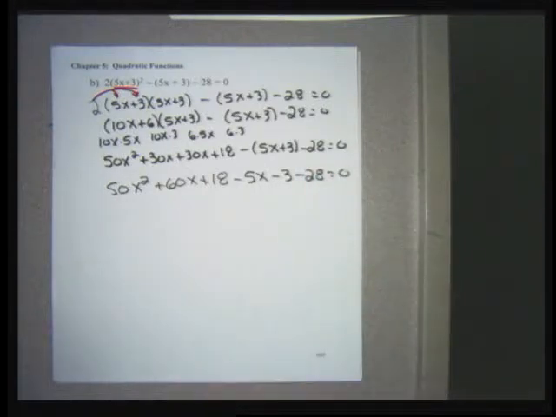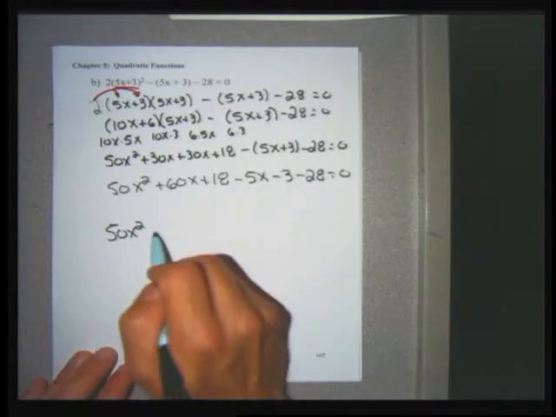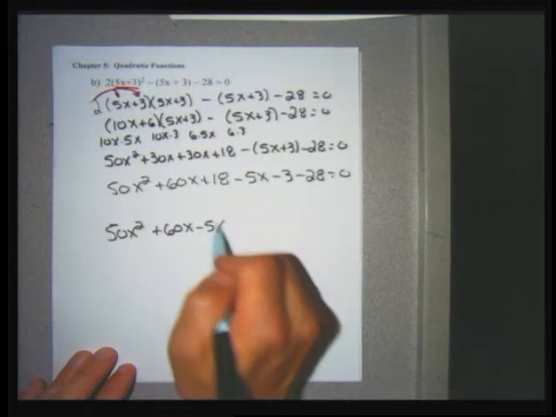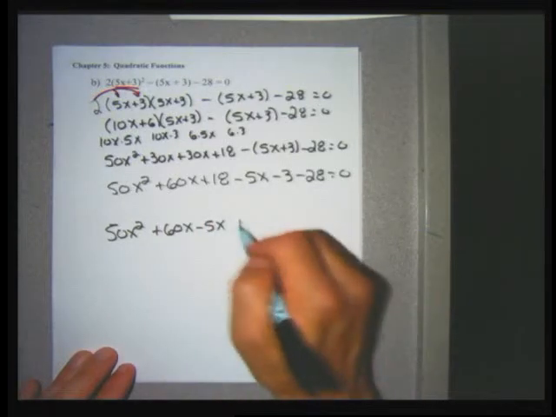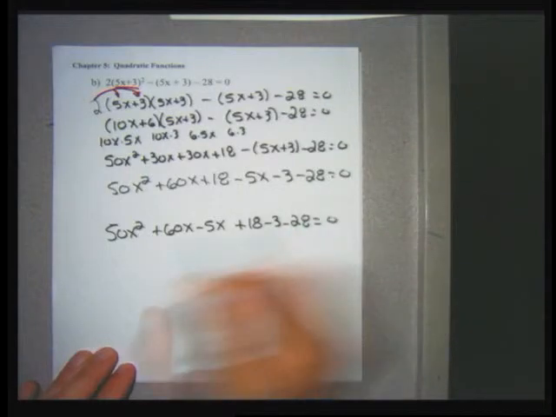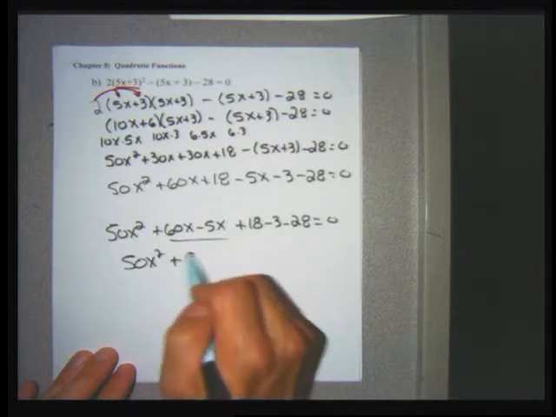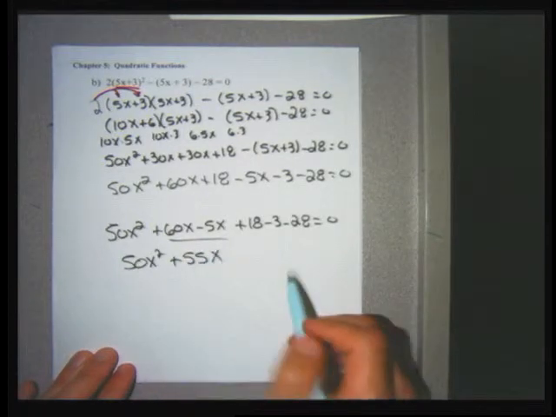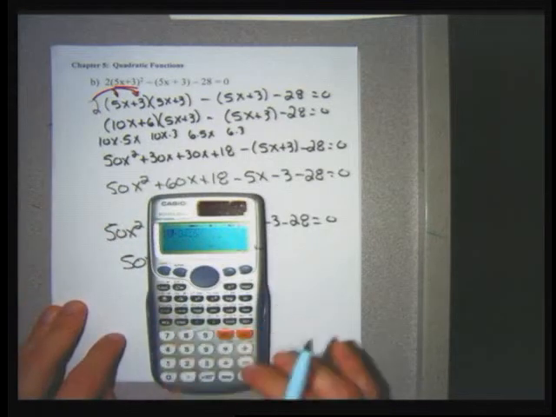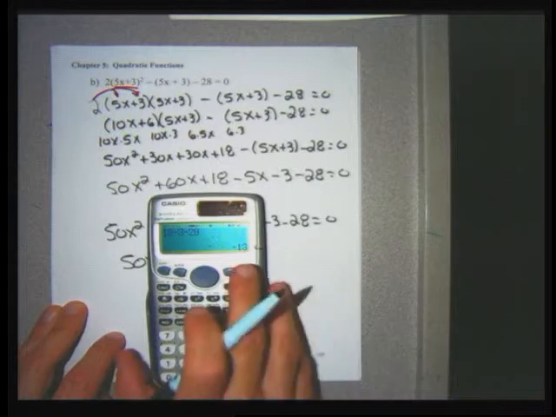Now I'm going to combine like terms. The 50x squared has nothing to combine with, but the plus 60x and the minus 5x need to be combined, as do the plus 18, minus 3, and minus 28. The 60x minus 5x is 55x, and 18 minus 3 minus 28, just so I don't mess it up, 18 minus 3 minus 28 is negative 13. Whoa.